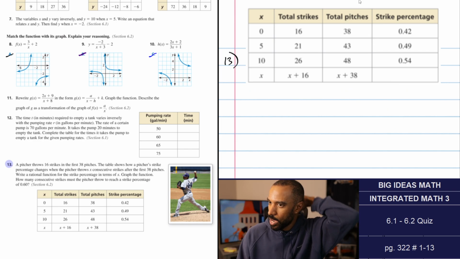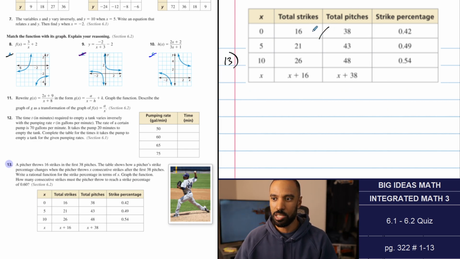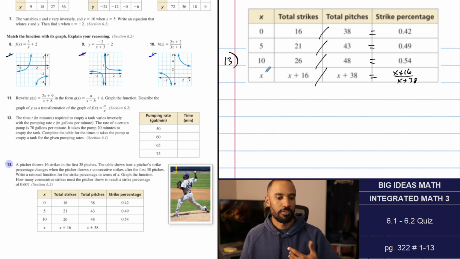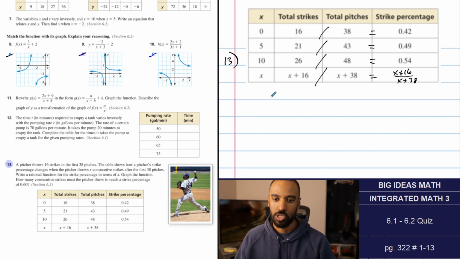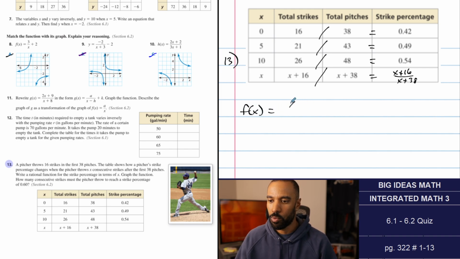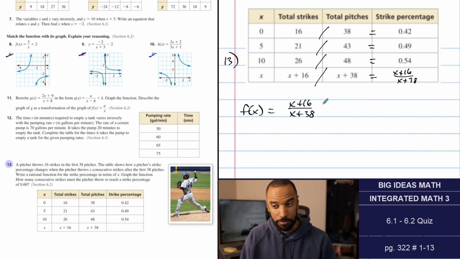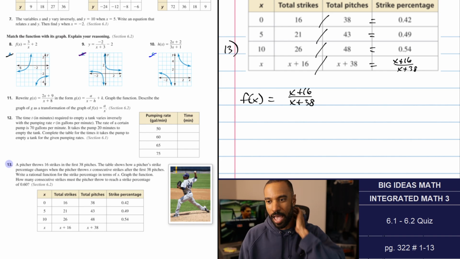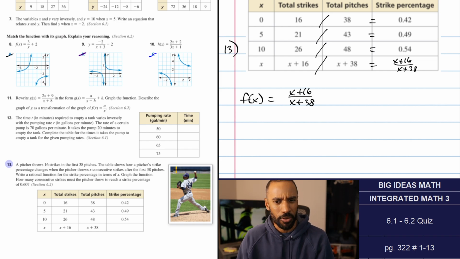Now, total strikes over total pitches gets you a strike percentage, right? You divide 16 by 38, you get this number. 21 divided by that, you get this number, etc. So with X more strikes, you get a strike percentage of X plus 16 over X plus 38. Now, X is a value that we have to find so we can get a strike percentage of 60%. So we have an equation: y equals X plus 16 over X plus 38. And they said graph the function. Now, I'm going to use the graphing calculator. I hope that's okay. We have a vertical asymptote at negative 38, and honestly, that doesn't even apply.